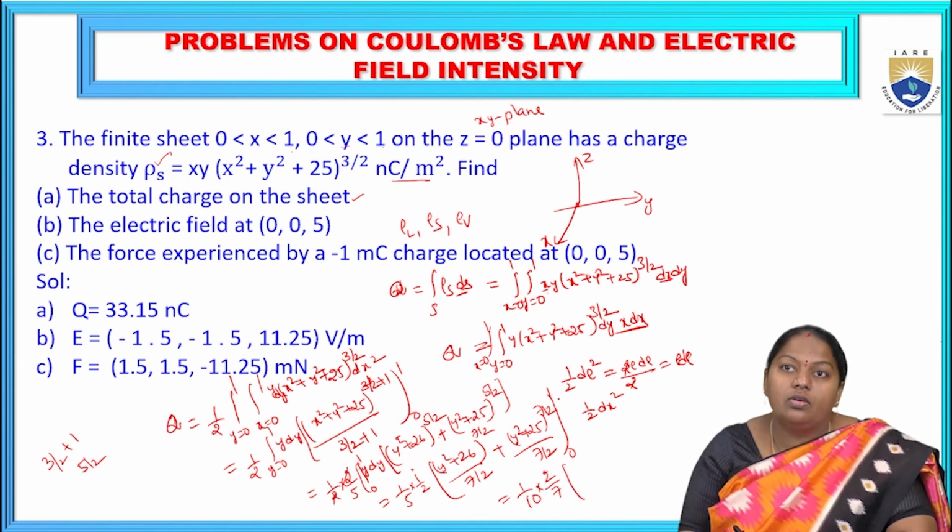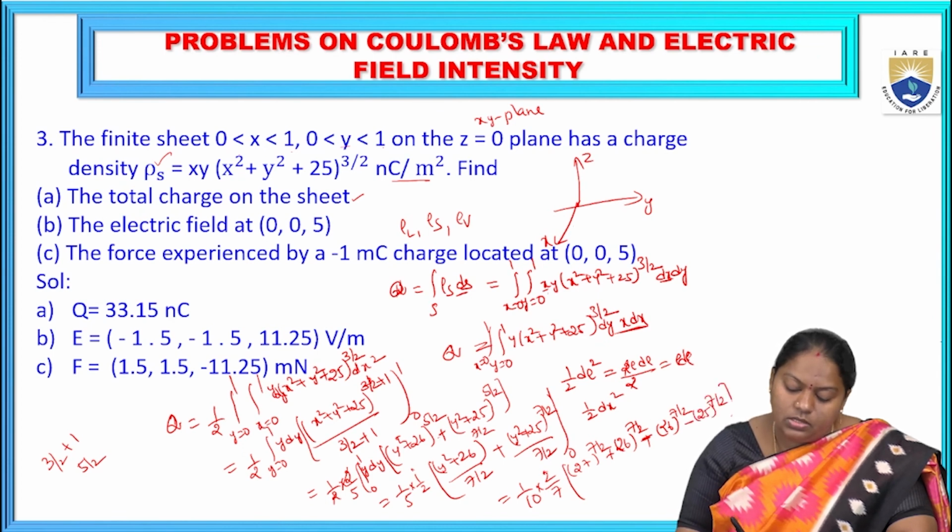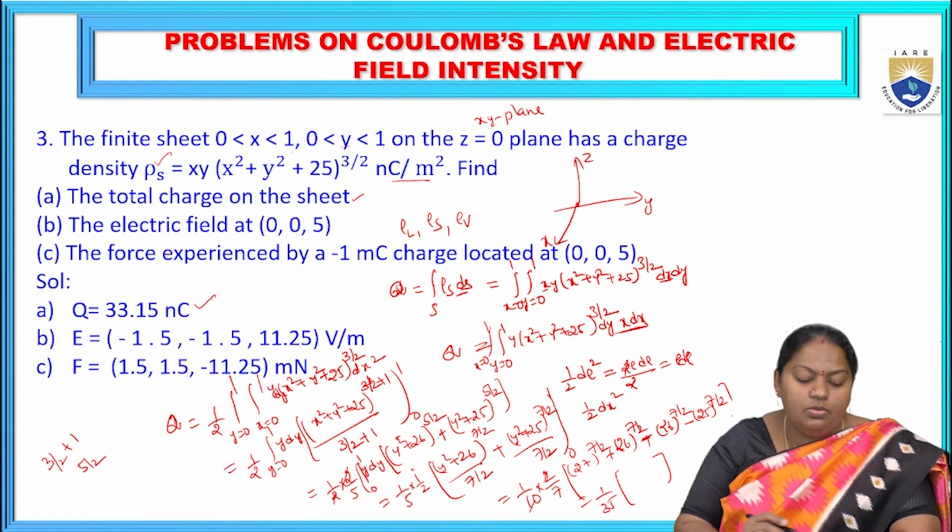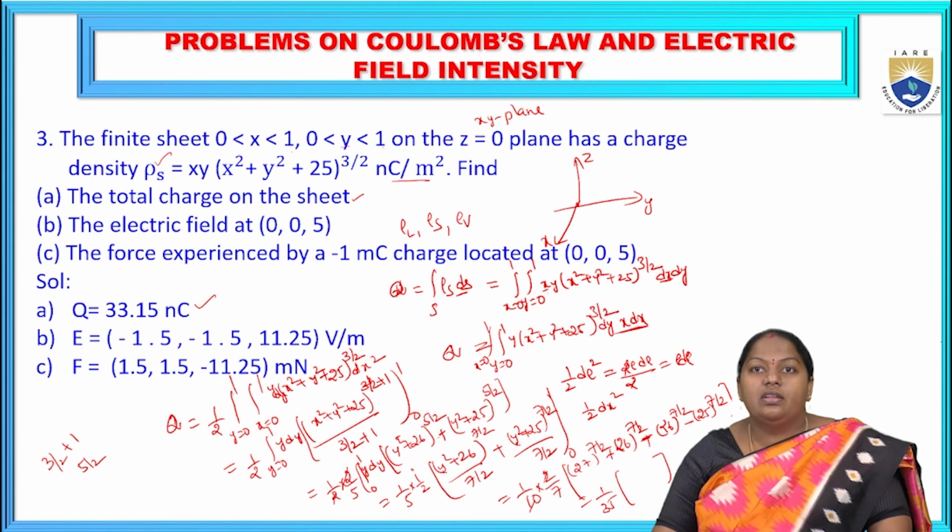So if you are substituting lower and upper limits as 0 and 1, first if you substitute 1, it means 1 plus 26 becomes 27 whole power 7 by 2, plus, if you are substituting the lower limit, 26 whole power 7 by 2, minus 25 whole power 7 by 2, right? So these two get cancelled, 1 by 35 into, and if you simplify the total equation, we are going to get the Q value equal to 33.15 nano coulombs.